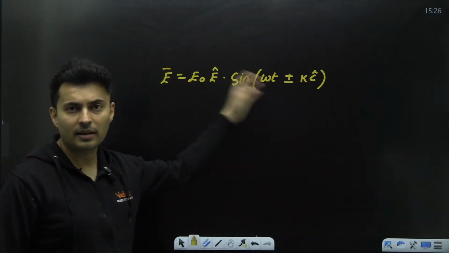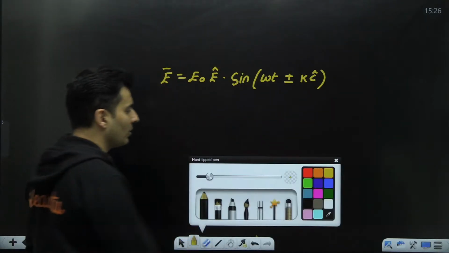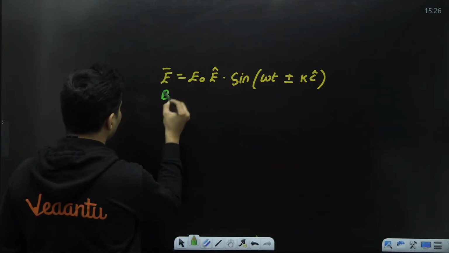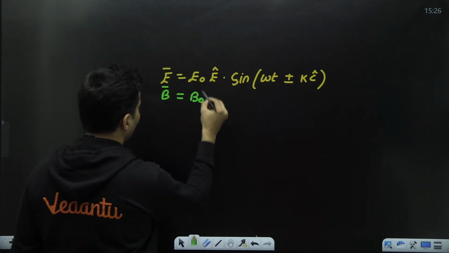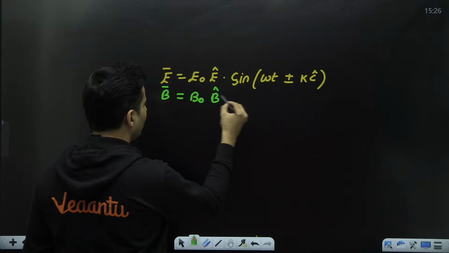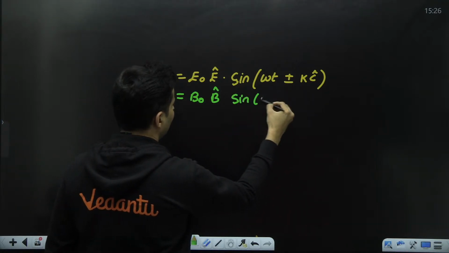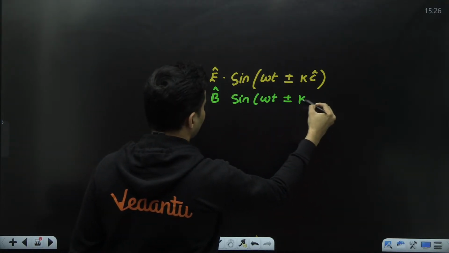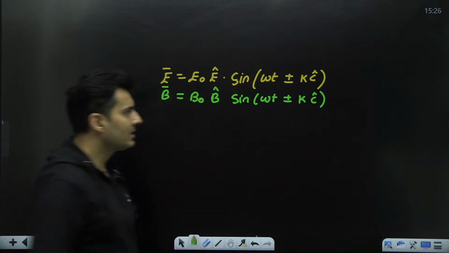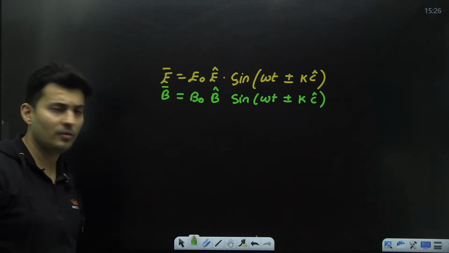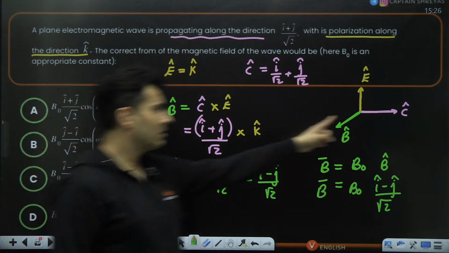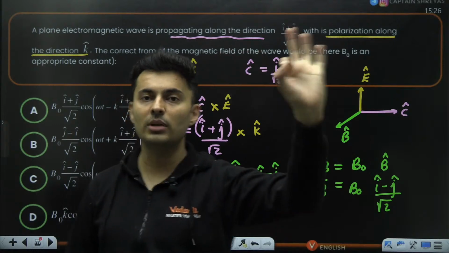That is how your electric field or magnetic field equations will look like. Same thing for magnetic field. It will be B bar is equal to B naught, and this will be the unit vector, times sine of omega t plus minus k C hat. C hat is the unit vector in the direction of propagation of light. Speed of light is c, so C hat will be the unit vector.